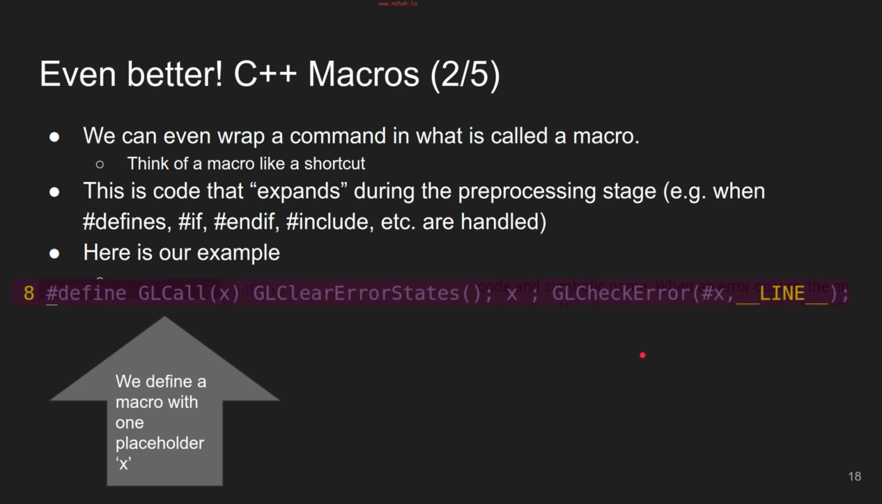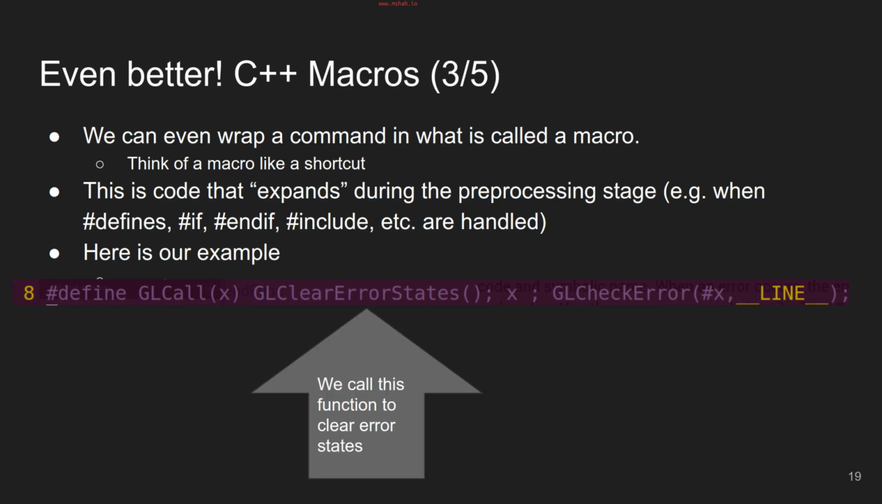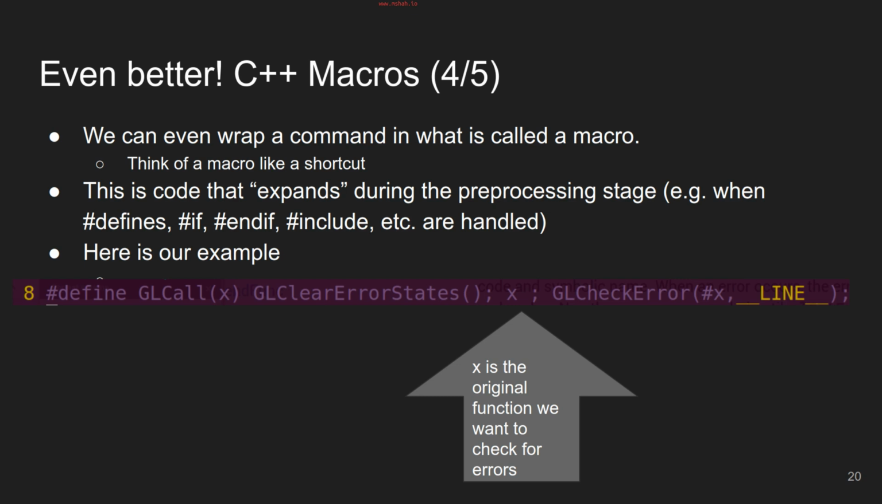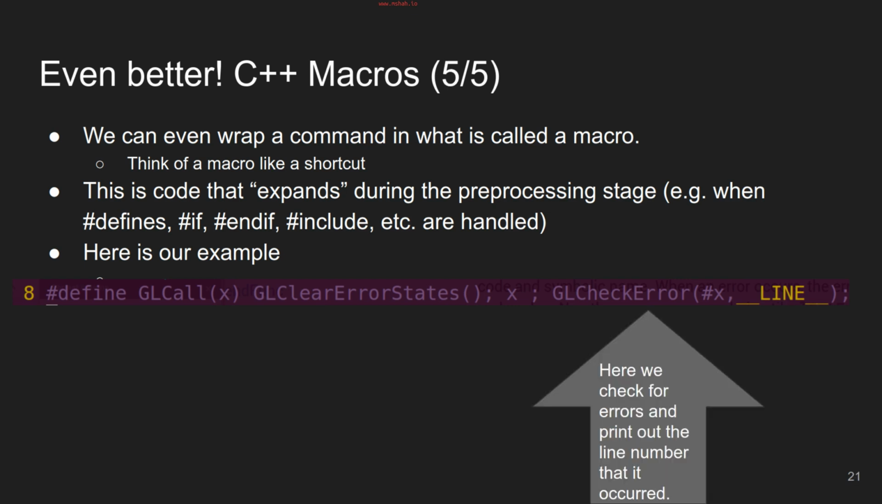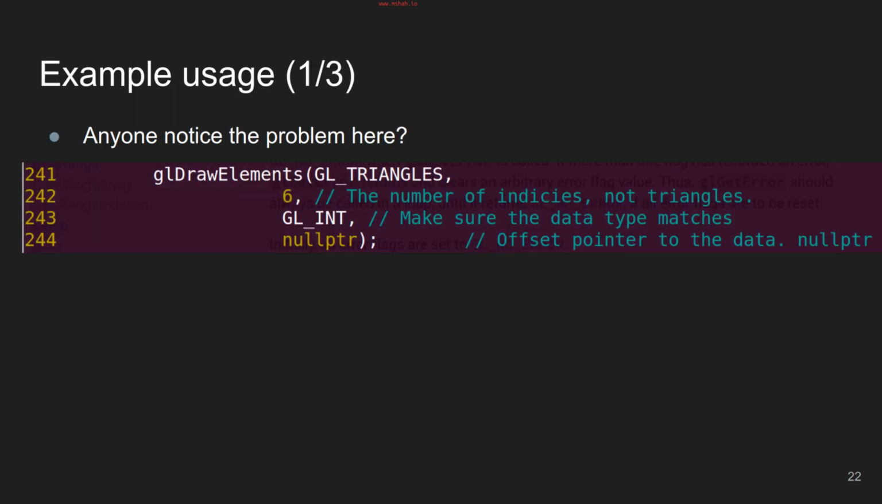Okay? So this is the idea again. So this is our macro. X is our OpenGL command. We're going to call this function to clear the errors, and X is the original function I want to check errors for, and then we'll print out the error message. Okay, and try to get some information. So here's an example of some code you may accidentally write. It says glDrawElements, GL_TRIANGLES. Okay, we want to draw 6 indices, so that seems right. And then we want to figure out what's the type here of our indices. So we put GL, okay, it's an integer, and then any offset or anything else here.